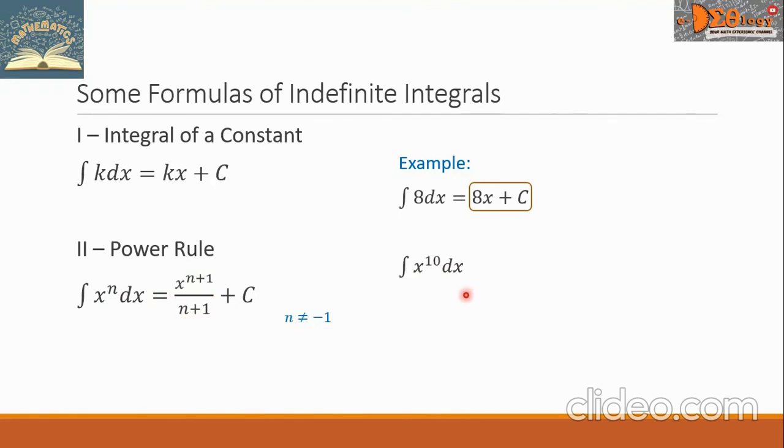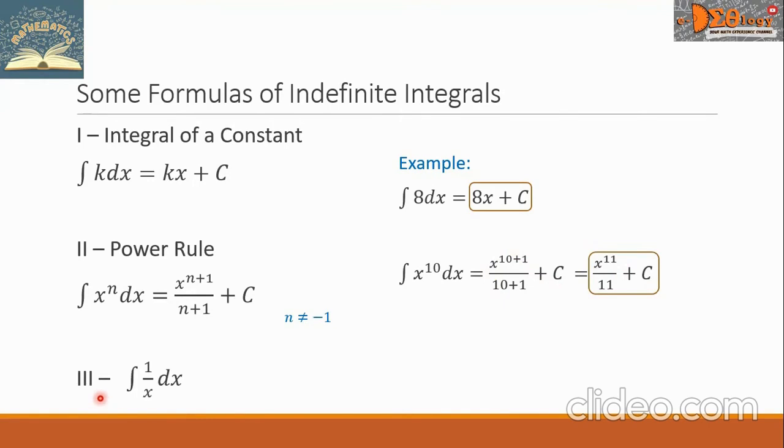One example here is the integral of x raised to 10 dx. This is equal to x raised to 10 plus 1 all over the denominator 10 plus 1, and then plus c. Simplifying this expression, we have x raised to 11 over 11 plus c. This is our final answer.